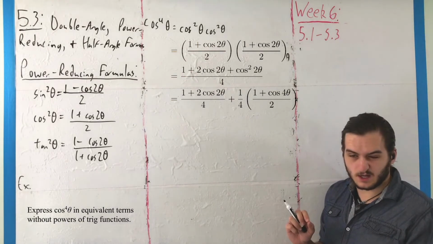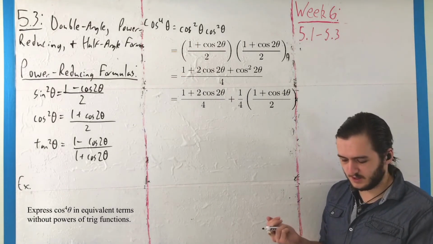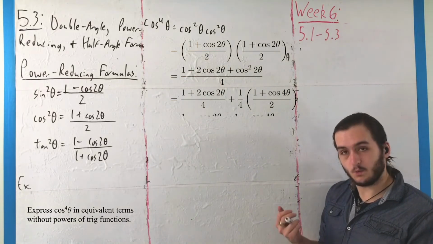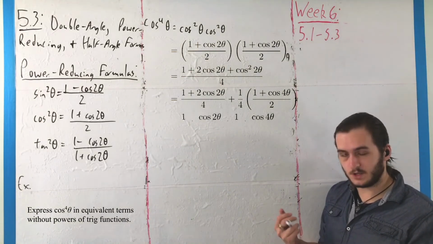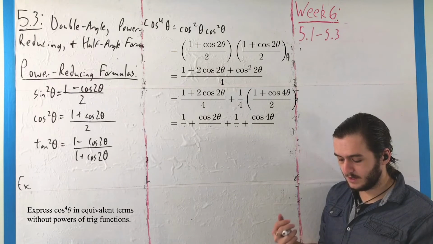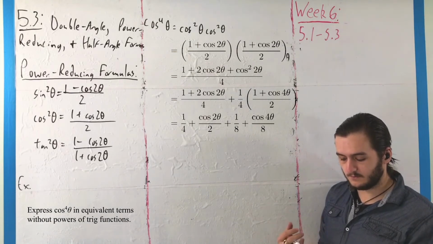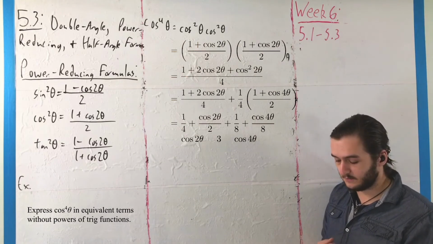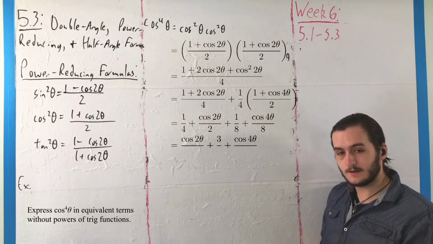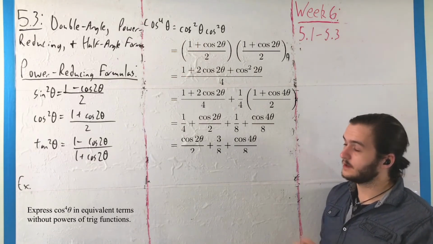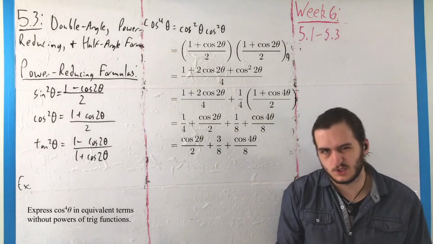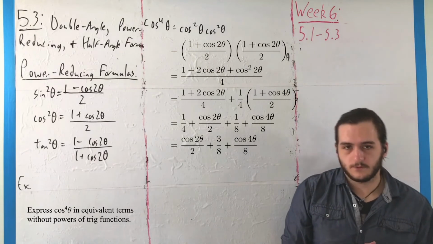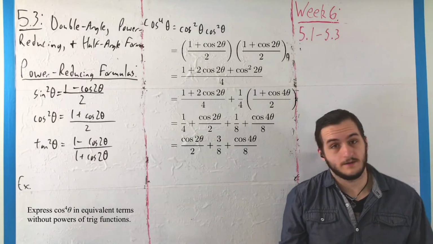And from there, actually, we're done, but we want to simplify this. We want to bring our pieces together into something a little nicer. We can split things up and write it as 1/4 plus cosine of 2 theta over 2 plus 1/8 plus cosine of 4 theta over 8, or rearranging, cosine of 2 theta over 2 plus 3/8 plus cosine of 4 theta over 8. Essentially, we just take our pieces and rearrange them and turn that cosine to the fourth into a whole mess of things that don't have exponents in them.